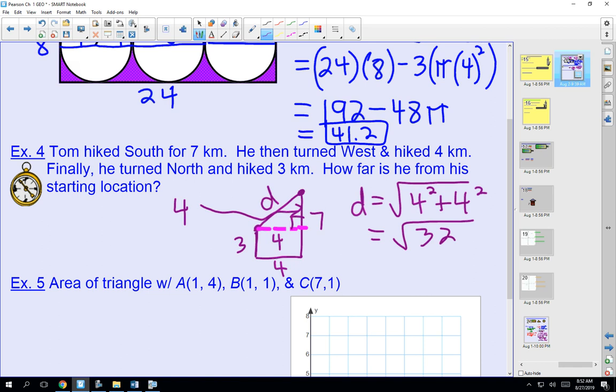It would probably make sense on this real life sort of problem to get a decimal approximation. So square root of 32 is about 5.6, 5.6 kilometers. And so we're looking for right triangles in these problems. There's a lot of these where we're looking for right triangles.